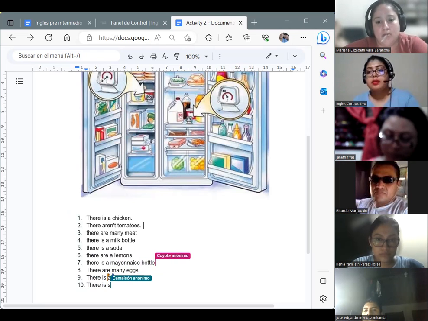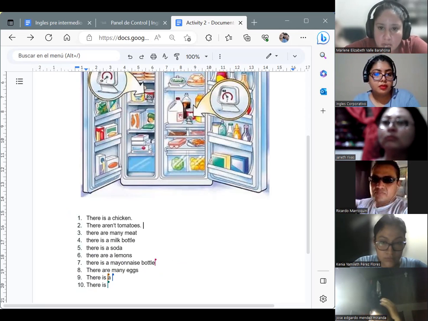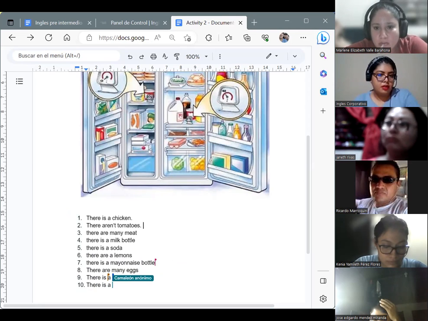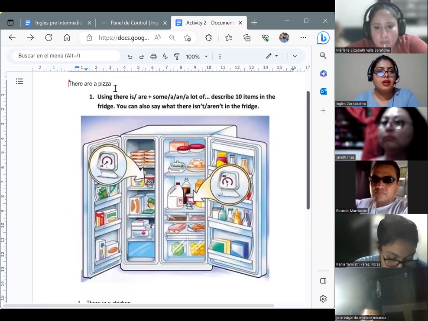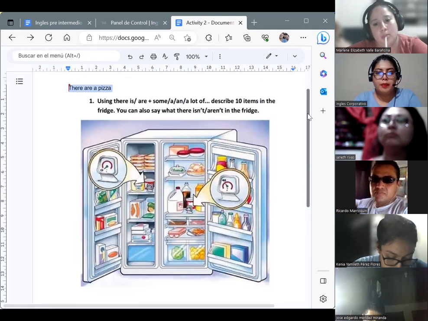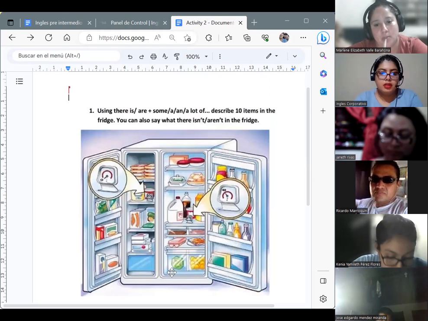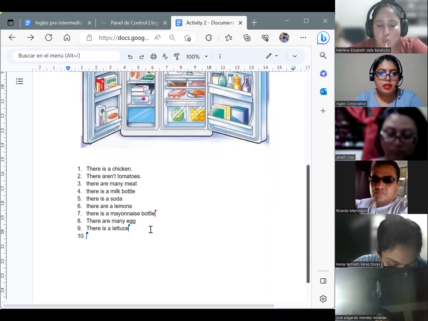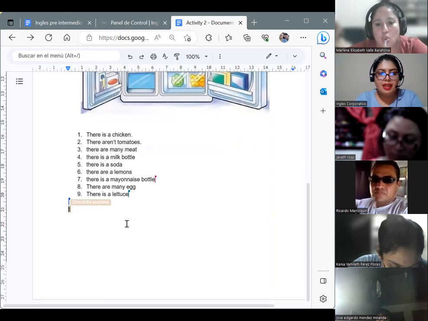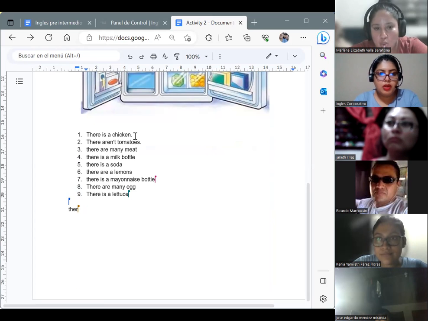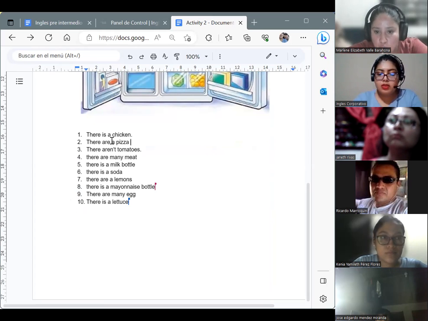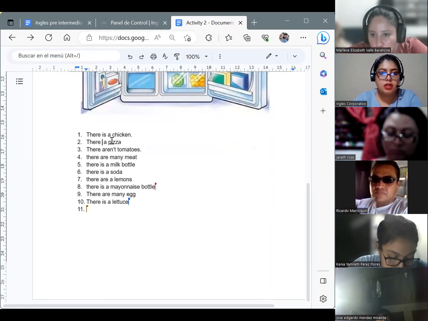Teacher, yo puse there are a pizza, pero me lo puso arriba. Sí veo que todos están escribiendo, pero a mí el mío me lo puso aquí arriba. Ok, I'm going to move. Sí. Voy a moverlo. No se preocupen. No me deja poner abajo. Sí, vamos a ver. I'm sorry. Al que le borré el número 10. I'm so sorry. I'm going to write here. So in this case, I'm going to change this one like this.